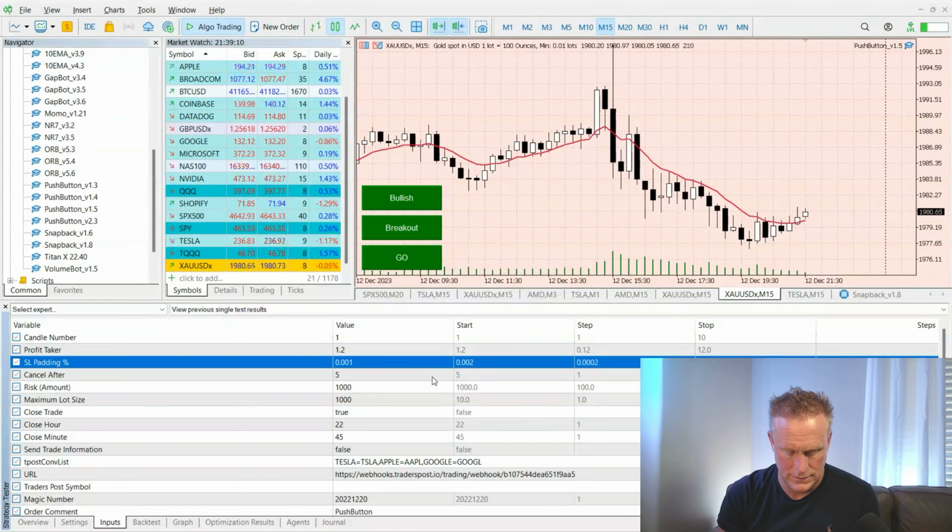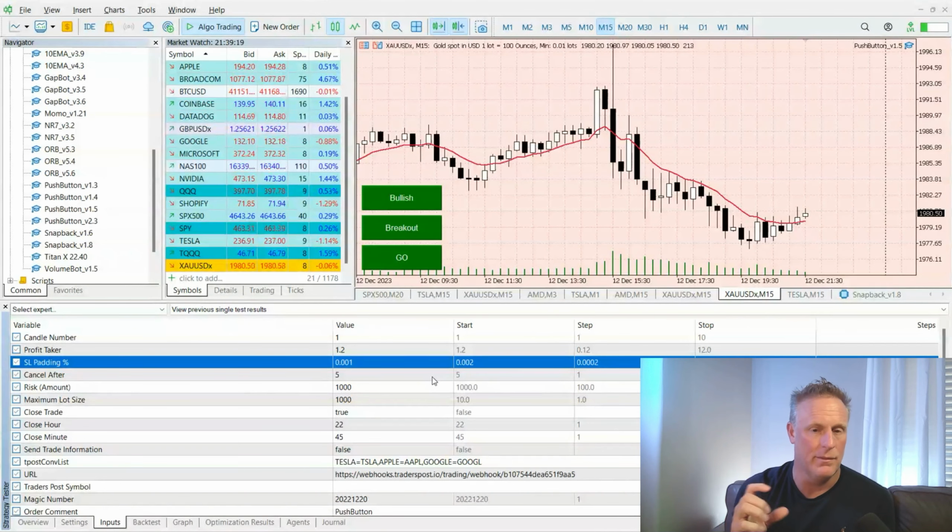Yeah, usually on higher priced assets like gold, I might change this to 0.001. So let me do the quick math. If I'm trading at 1980 times 0.002, that's basically going to be $3.96 of padding. I only want $2 of padding, not $4, right?